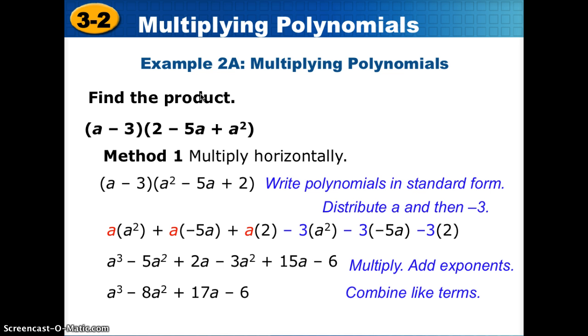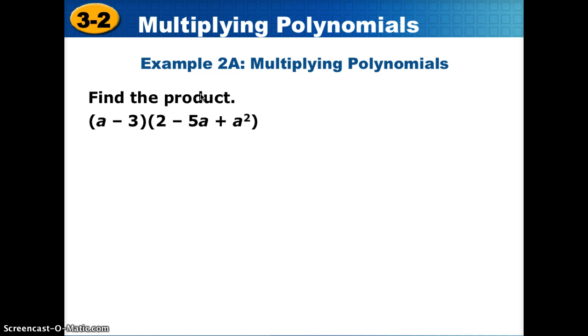All right, let's take a look at another example and possibly another method. Actually, what we'll do is we'll take the same example and use a different method. Okay, so same example we were looking at a minute ago. This time what we're going to do is we're going to multiply vertically. And this is going to look like the long multiplication that we learned, I'm guessing, in 3rd grade.